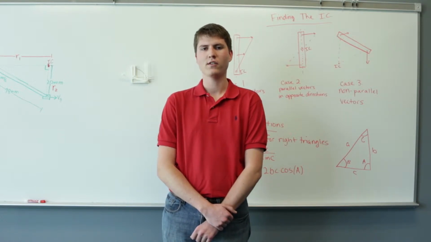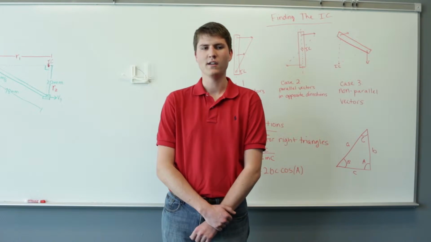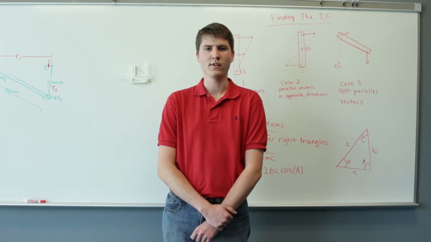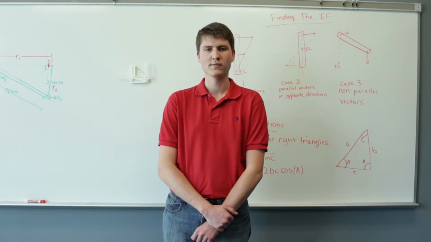The instantaneous center of zero velocity is the point on a rigid body in general plane motion that has zero velocity at that instant. It's also the point that the body rotates about.